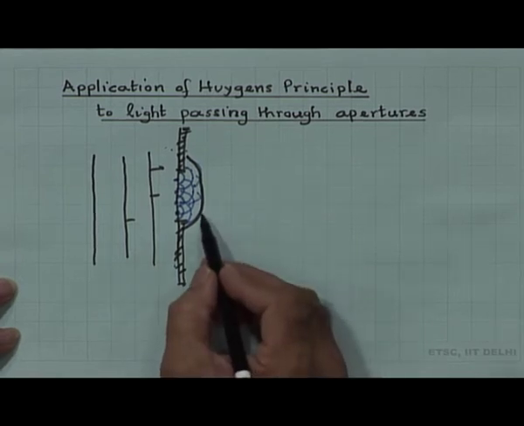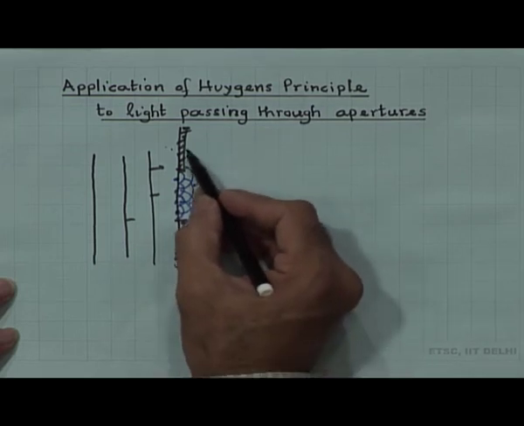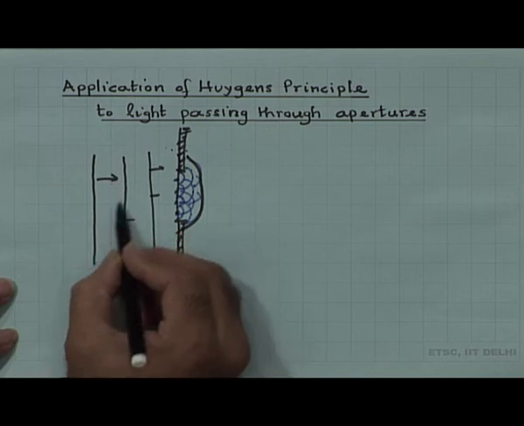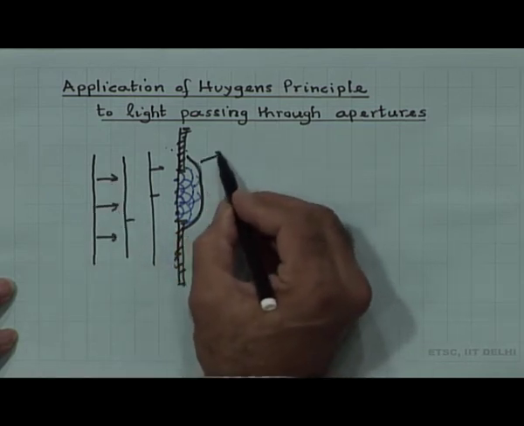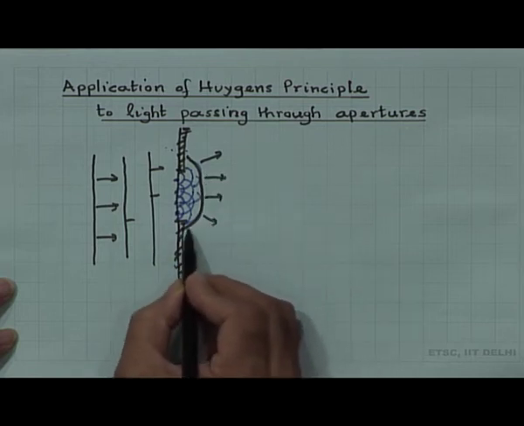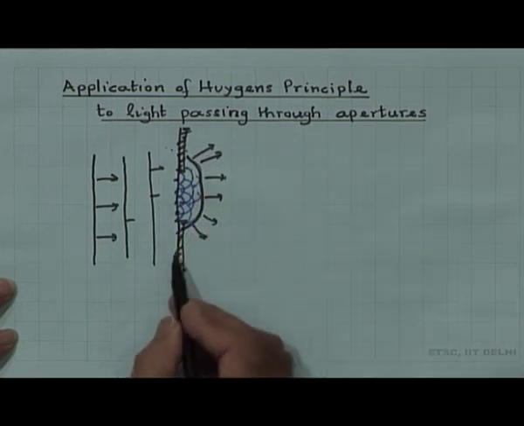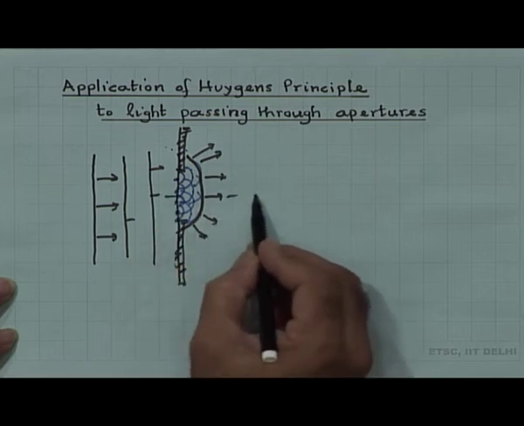But what we have seen is the wavefront now has a curvature, which means that although originally it was propagating like this, now the k vector, or the propagation direction, which is normal to the wavefront, also has components in the direction which is away from the original direction here.